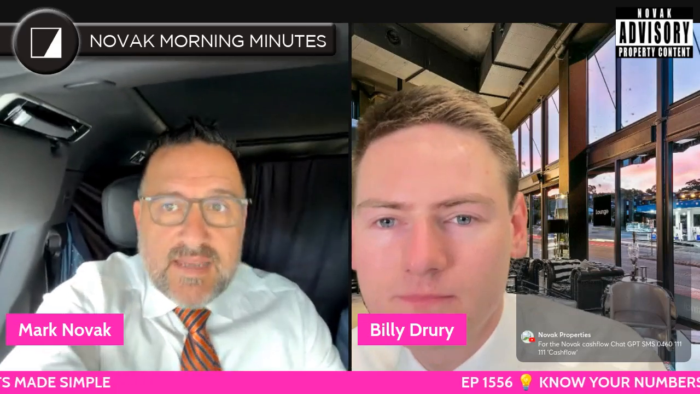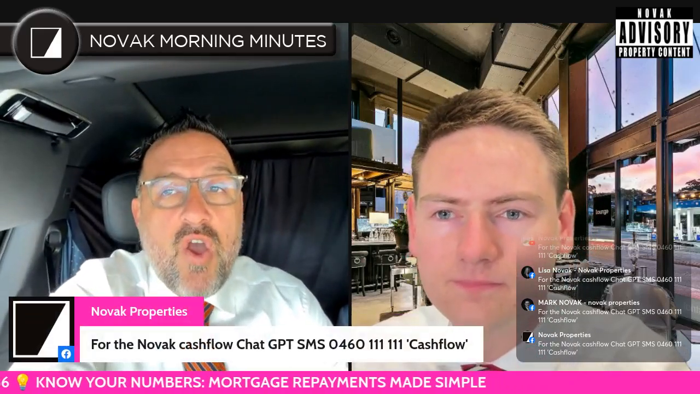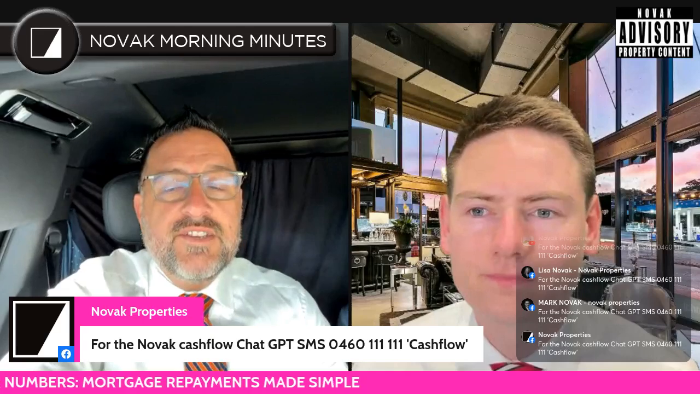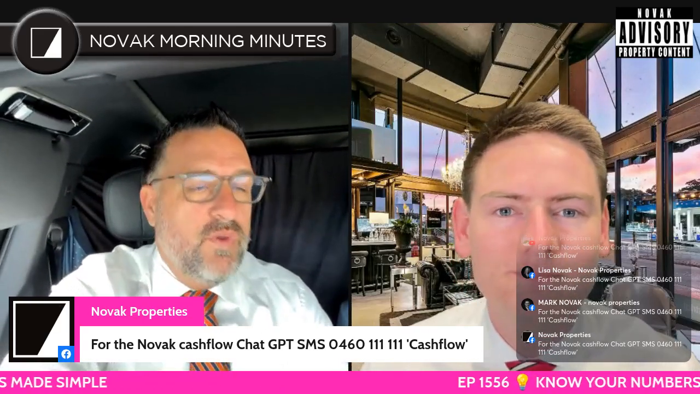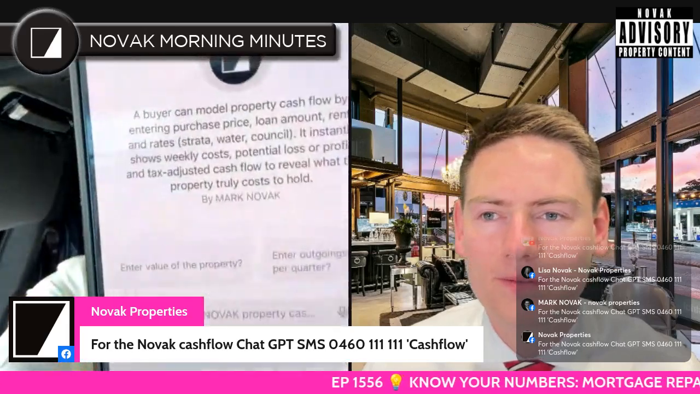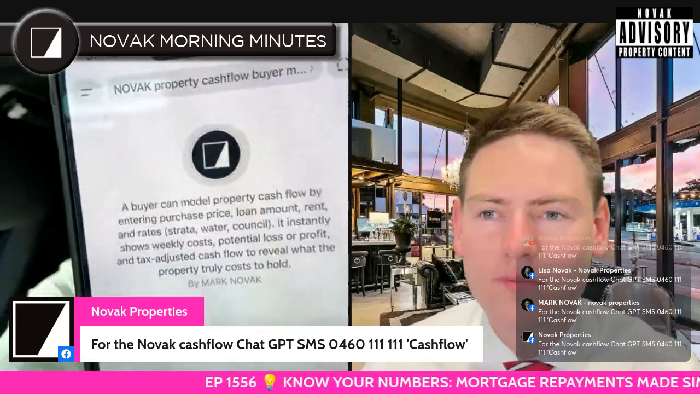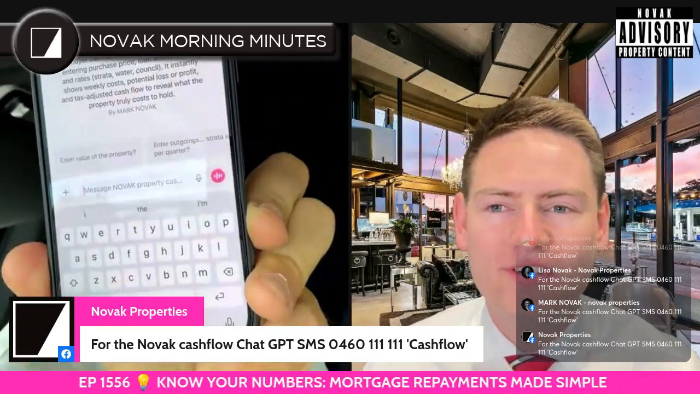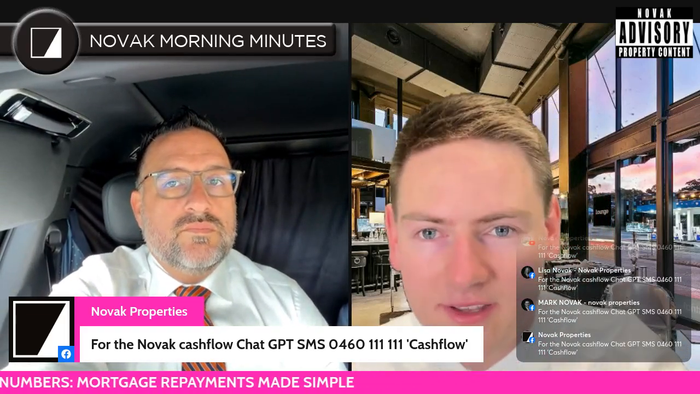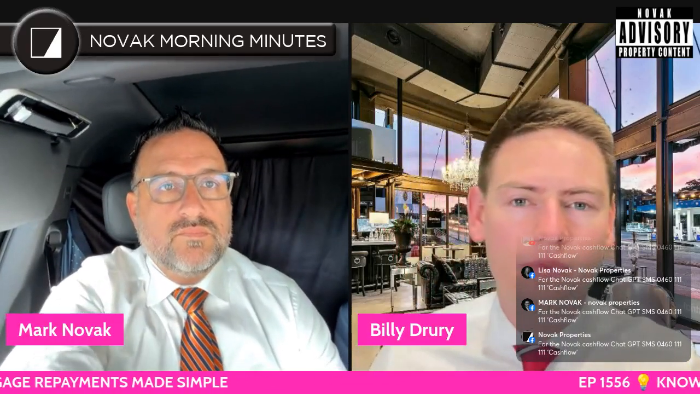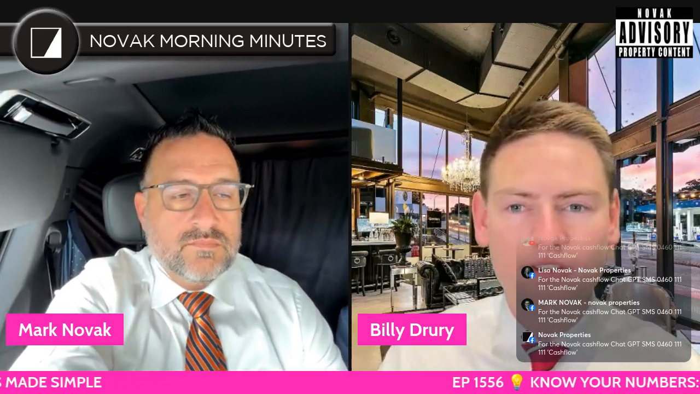If you send an SMS to the bot and your SMS says the word cash flow, one word or two words, it's going to send you back our very own ChatGPT for doing this for you, which looks like this. Awesome. So it's not just a formula, but it's learning, and it's taken instruction from the way we build these numbers. That's what we're going to show you this morning.